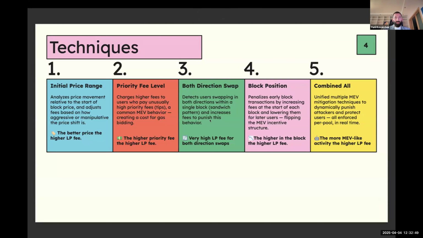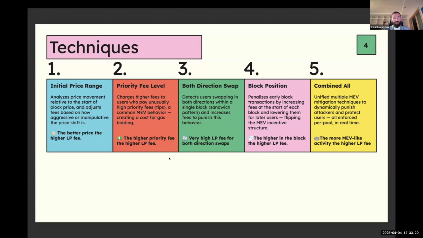It analyzes the movement of the price, and the worse price you have, the lower the fee, and the better price, the higher the fee. So attackers will always have a higher fee, and victims, who always have a worse price, will have a lower fee. Another technique is priority fee level.